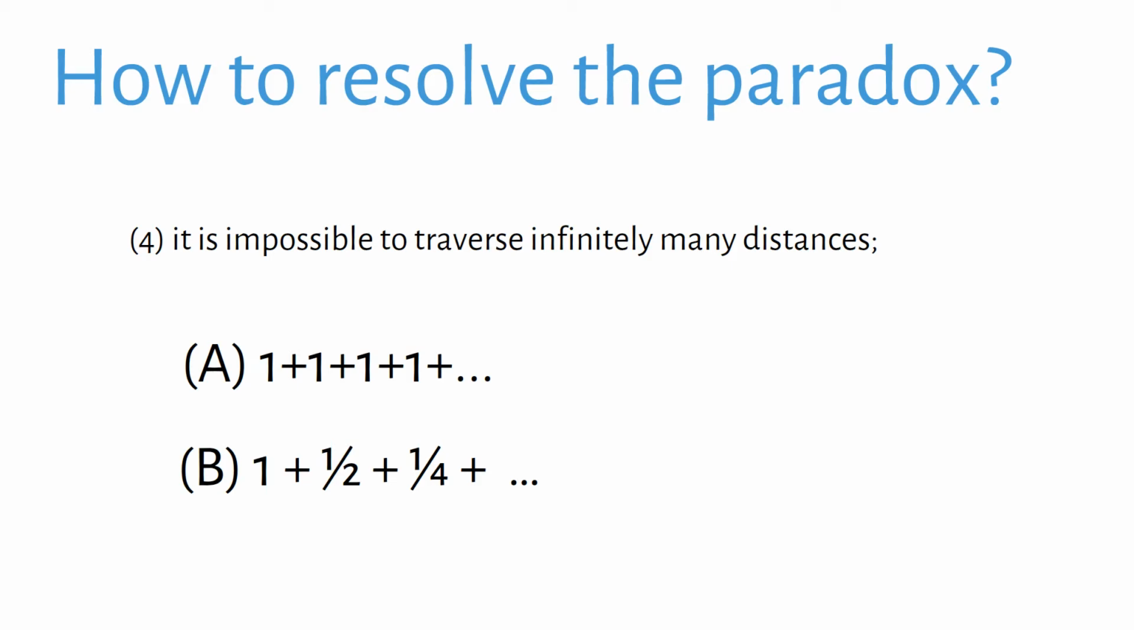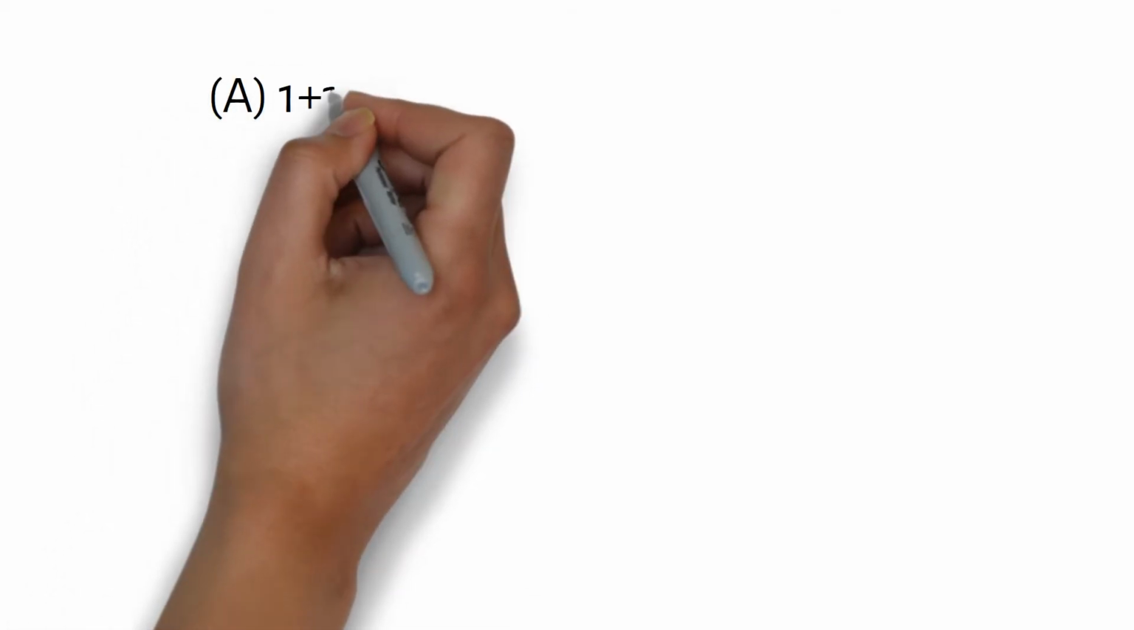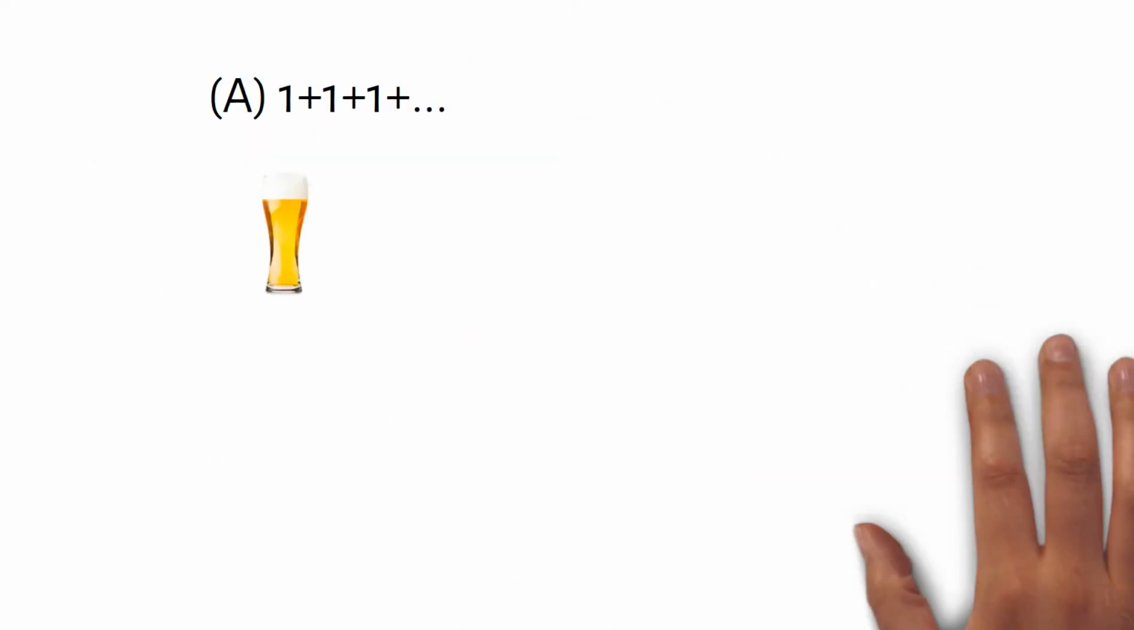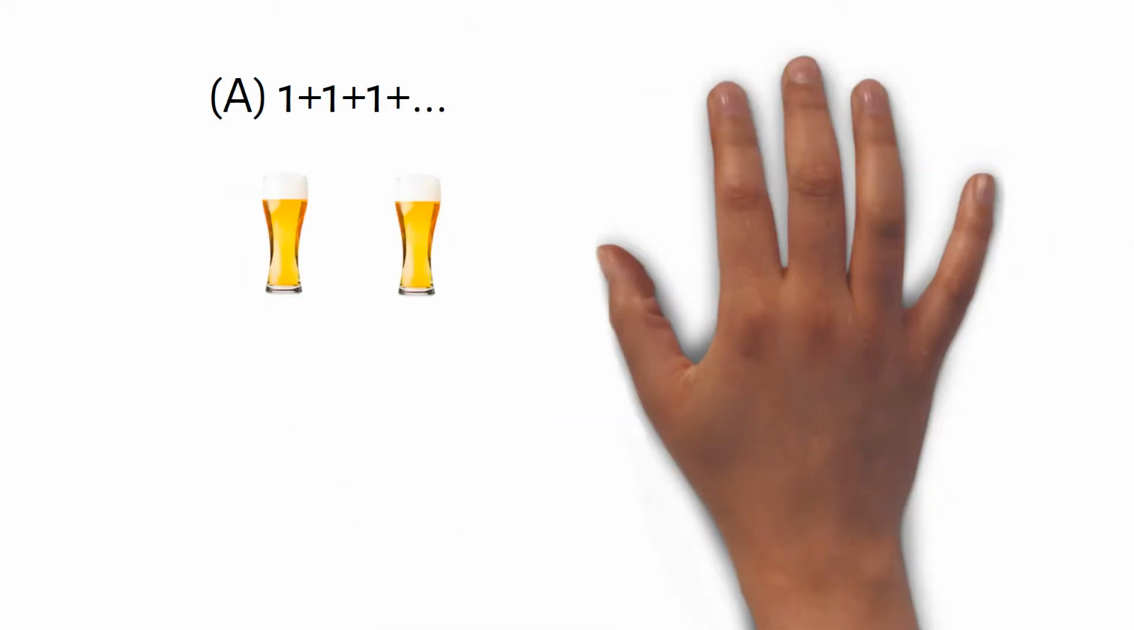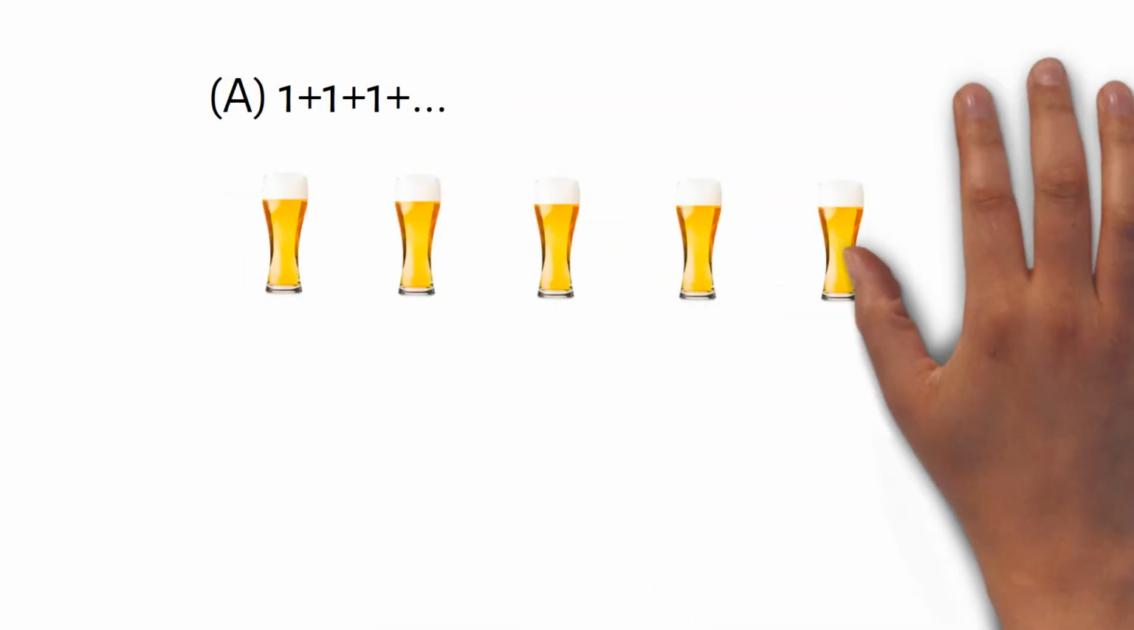Here's an example which might be helpful in illustrating the difference between Series A and Series B. To illustrate the nature of Series A, imagine someone walks into a bar and asks the bartender for infinitely many beers, each beer being 1 pint. Now the sum of all those beers would be an infinitely large amount of beer. And just as it's impossible to traverse an infinitely large distance in a finite period of time, so too it's impossible to drink an infinitely large amount of beer in a finite period of time.